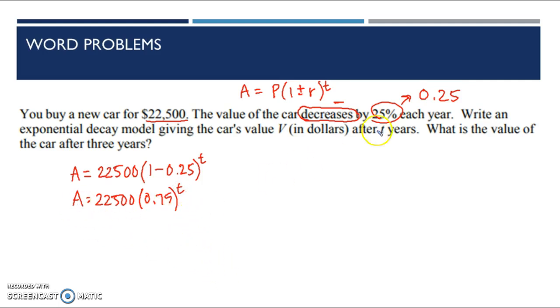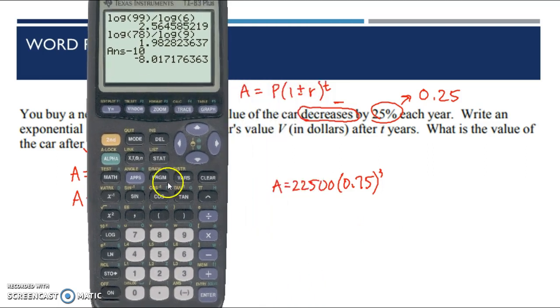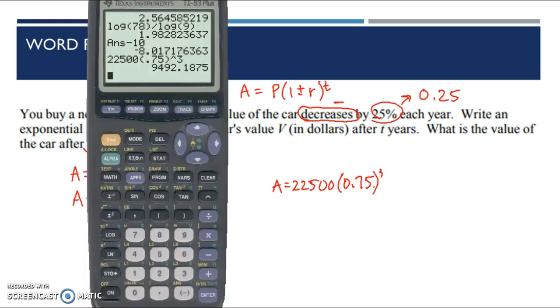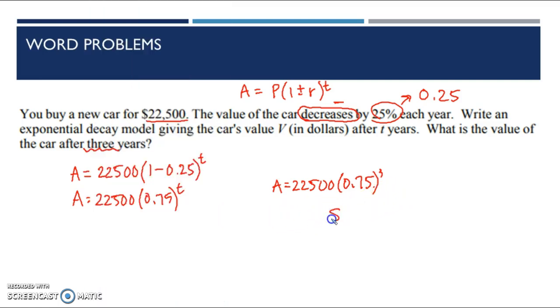So here's my equation. Now I want to find the value of the car after 3 years. So I'm just going to plug in 3 for t. So I get 22,500 times 0.75 to the third. Go to my calculator, and we get 22,500 times 0.75 caret 3. So, after 3 years, it's $9,492.19.